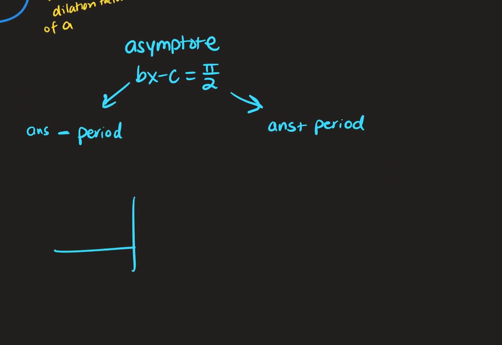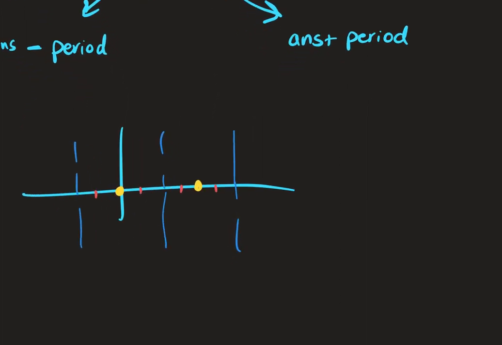You plot your 3 asymptotes. You find the middle point. You eyeball your quarter point and your 3/4 point, and you go up and down by your A. So it'd be here and here and here and here, and then you'd draw your curve. And then at the end, if there's a vertical shift, we would shift it up or down.